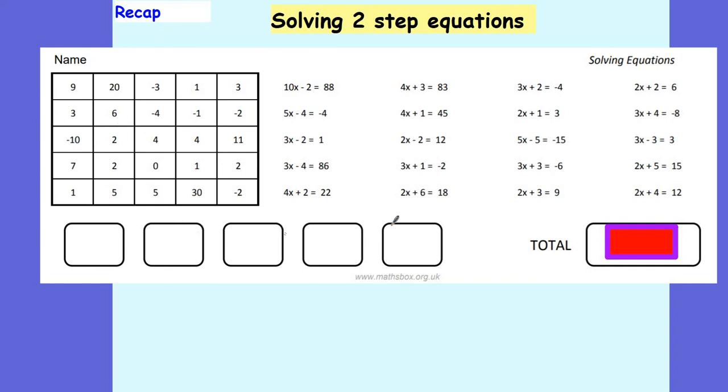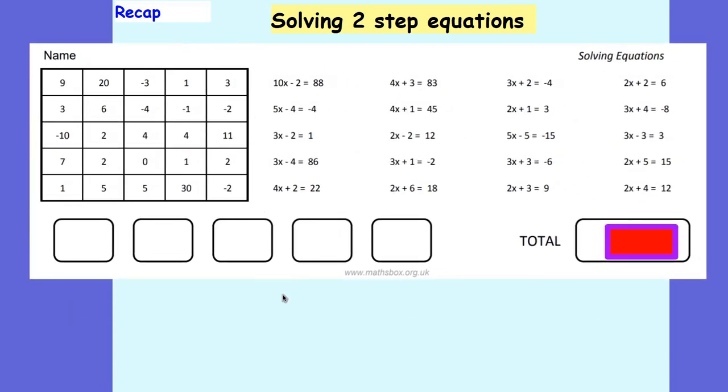You'll be left with 5 numbers in the grid, and if you add those up, that will give you a total. So pause the video for 10 minutes now. And if you did complete all of those equations and added up your final answers that were left over in the grid, put them in these squares at the bottom, your total would have been 0. Well done if you got that right.